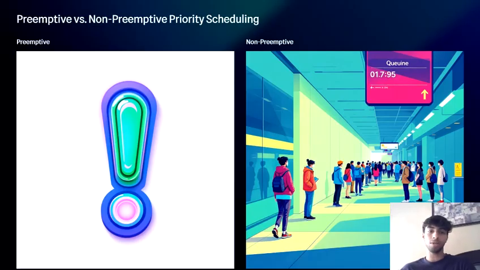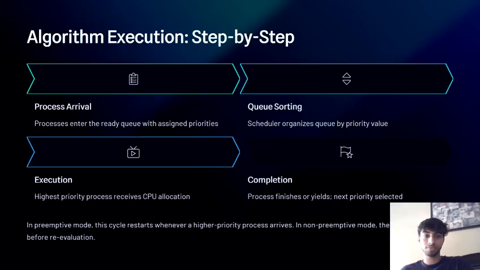Preemptive versus non-preemptive priority scheduling. Preemptive priority scheduling: if a high priority process arrives while another is running, the CPU immediately switches to the new one. This is used in real-time systems where quick responses are needed. And non-preemptive priority scheduling: once a process starts, it runs until it finishes, even if a higher priority process arrives later. This is used in batch systems where minimizing context switching is more important than speed.